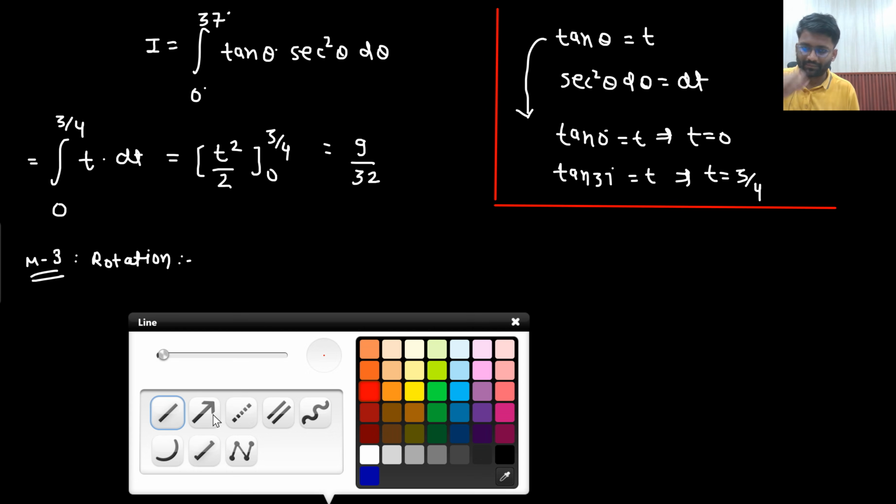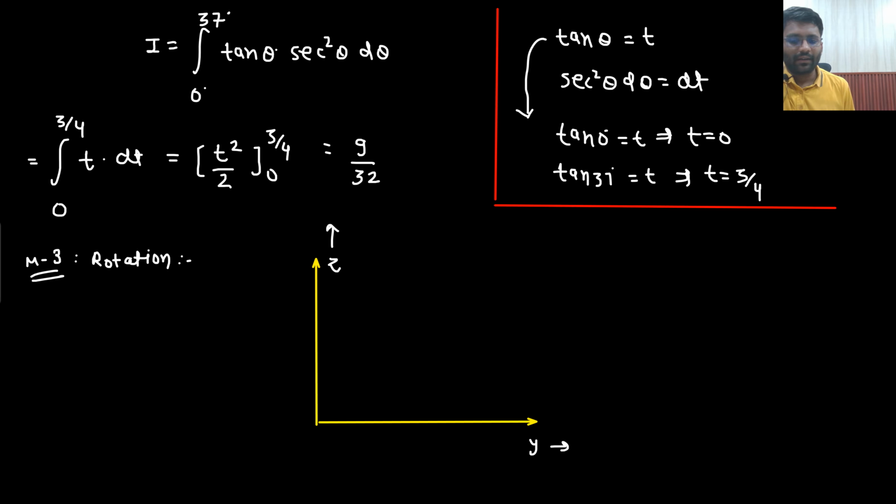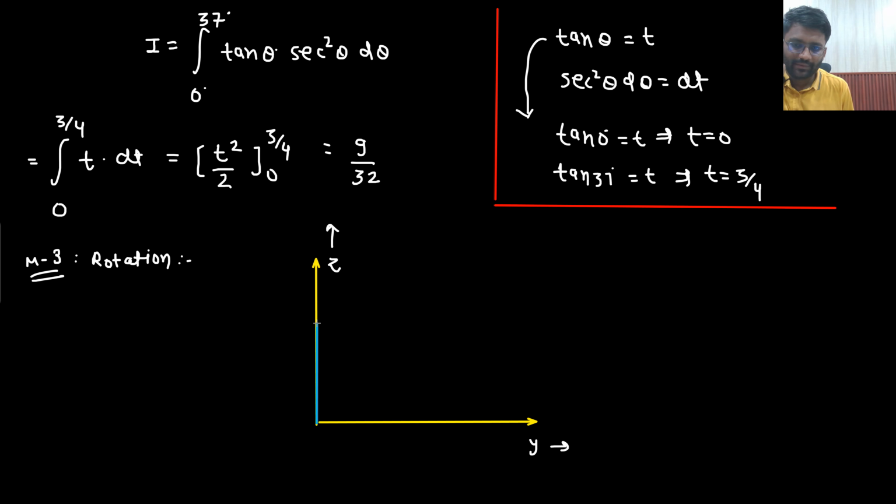Method 3, rotation. So rotation I will do about the z-axis. This is my z-axis, this is my y-axis. I will make a right angle triangle, with the length 4 here, this length is 4, and this length is 3. This length is 4, this length is 3.